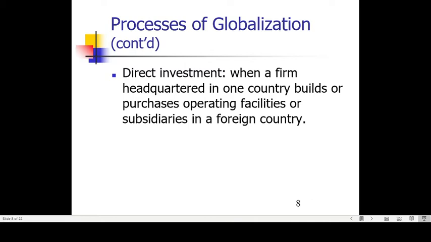iPhone company is from United States, but they build a set of manufacturing firm in China kasi mas mura yung labor cost doon, mas mura din yung raw materials doon. Ang tawag doon ay direct investment.